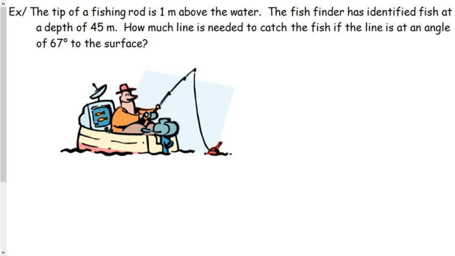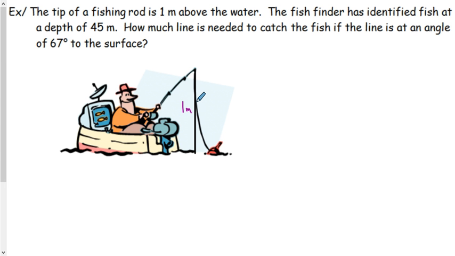So the tip of a fishing rod is 1 meter above the water. So let's just start with that. The tip of the fishing rod is 1 meter above the water. I'm going to put a line from the tip of the fishing rod down to the water. That's 1 meter. Let's label it 1 meter. Okay, so far so good.